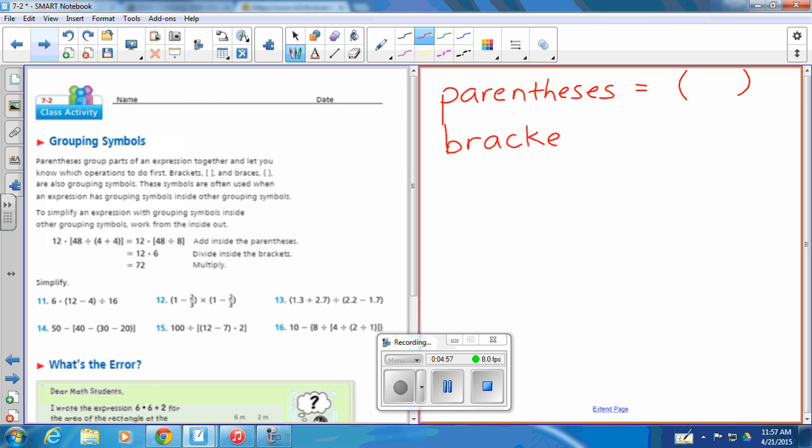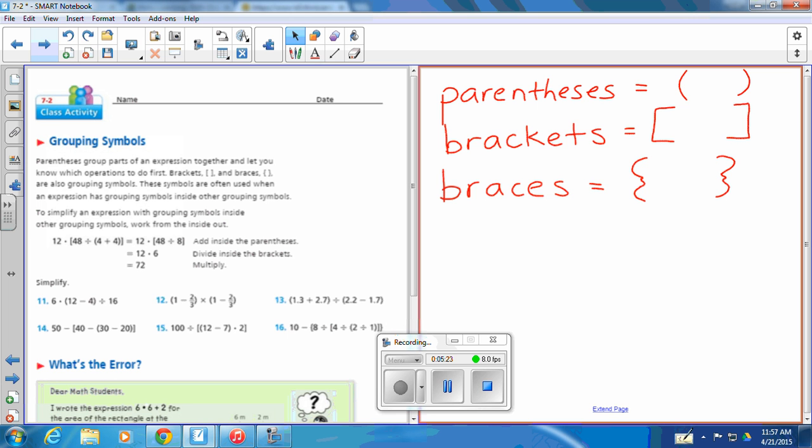That are like boxy looking parentheses. And then you're also going to see braces, not the braces on your teeth, but they have these little squiggles to them. Okay, those are called braces. So you have 3 different grouping symbols that are used in math. There are others, but those are the ones that we're working on right now.